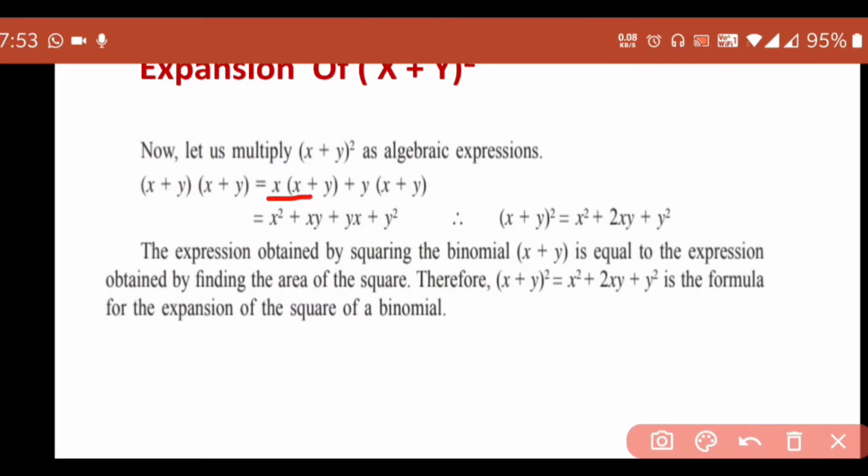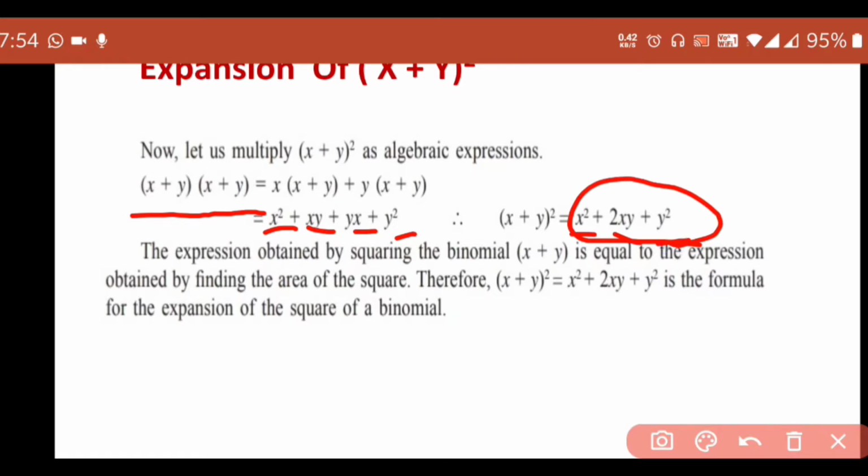Then x into x will be x square, x into y is xy. Similarly, y into x is yx plus y into y is y square. So we get x square plus xy plus yx plus y square. So xy and yx are same terms, similar terms, we can add them. So x square as it is we have written here, xy plus xy will be 2xy and y square is written as y square as it is. So when we multiply x plus y into x plus y, we will get x square plus 2xy plus y square.